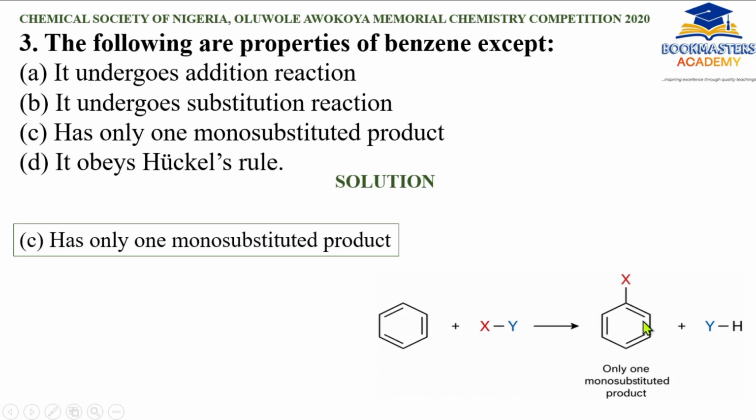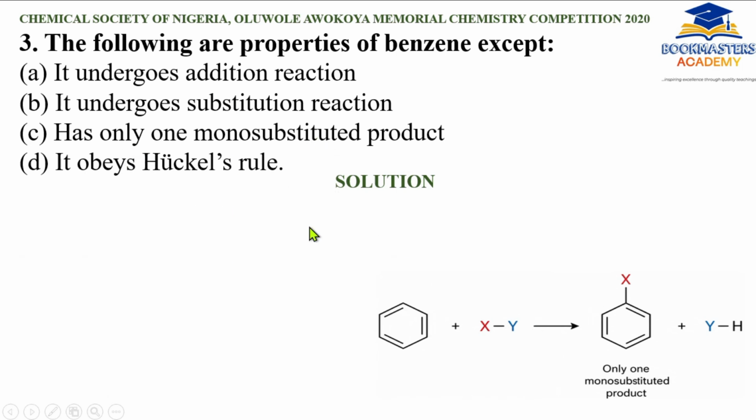you have this compound. So that is why we can say that benzene has only one monosubstituted product. Some other compounds, if you put X here, you're going to form a compound that is entirely different from when X takes this position. So it's not the answer to this question.